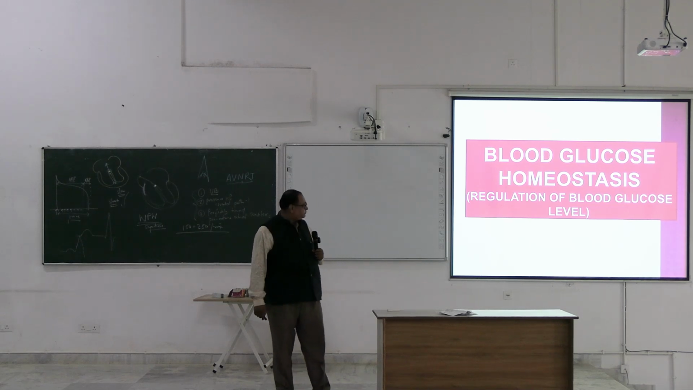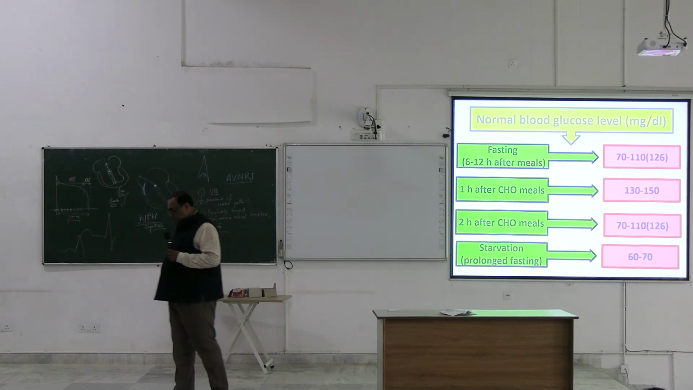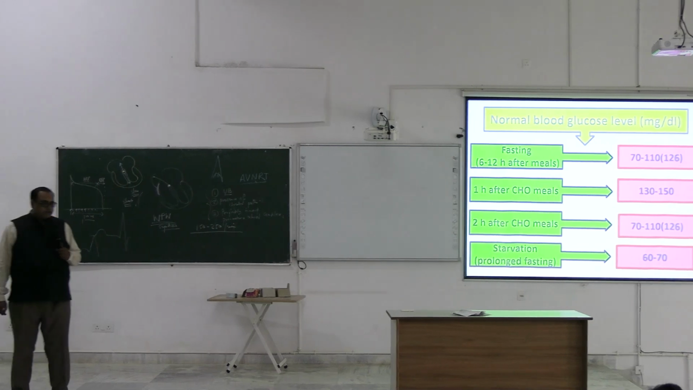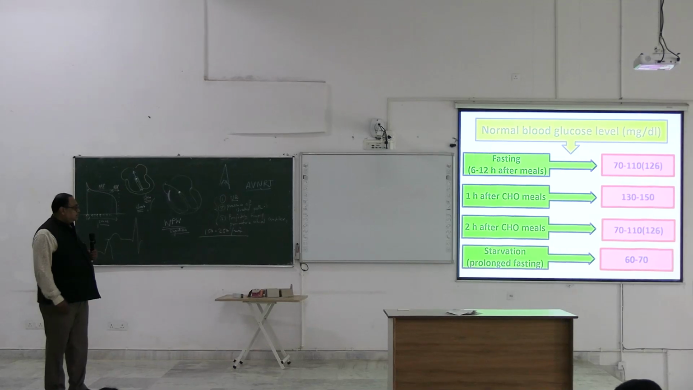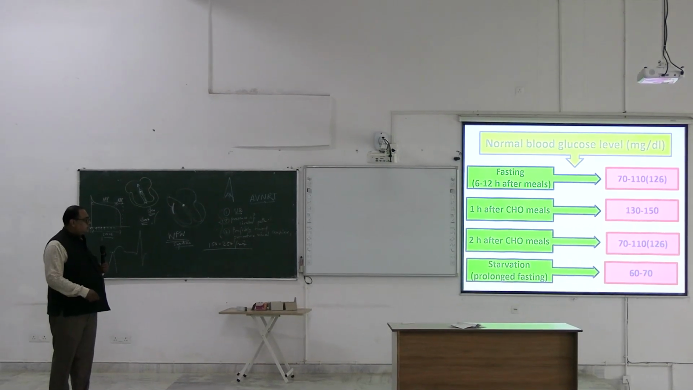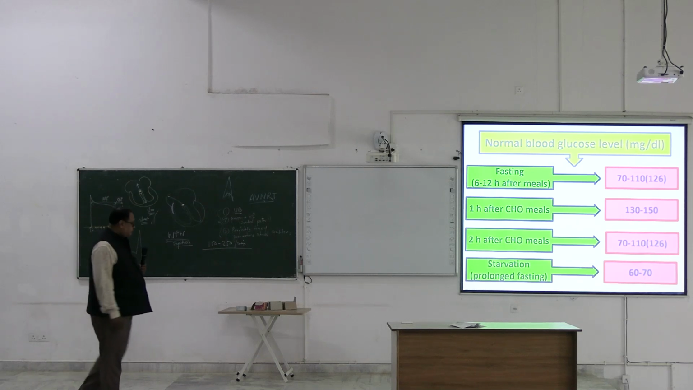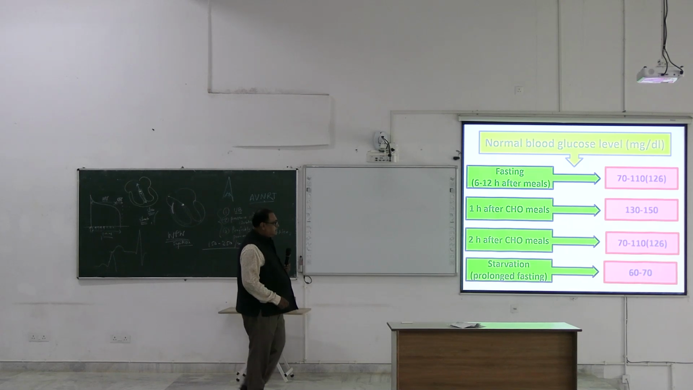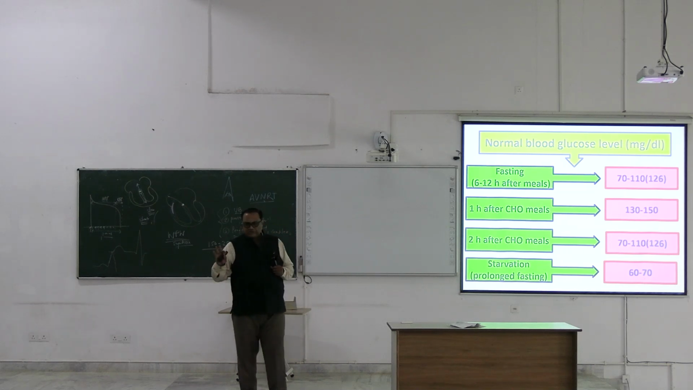What is safe range? For many years, it was debatable what is the normal range of blood glucose level of human beings. Now we know that there are 4 conditions on which blood glucose level can vary. Number 1 is fasting. Second is 1 hour and 2 hour after meals, popularly known as postprandial sugar. Then starvation, and one other is random. 3 things are actually more important.